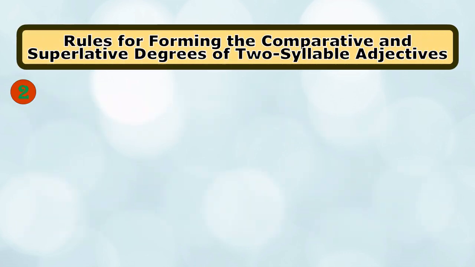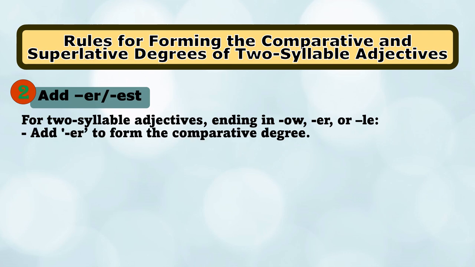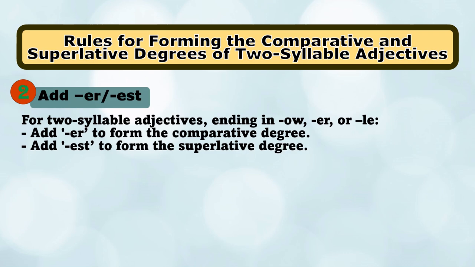Rule number 2. Add er and est for two-syllable adjectives ending in o, w, er, or le. Add er to form the comparative degree. Add est for the superlative degree. Let us look at some examples.